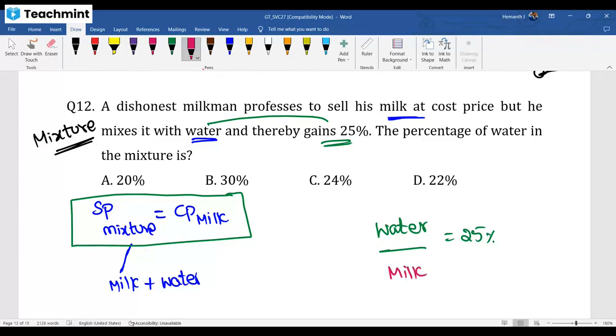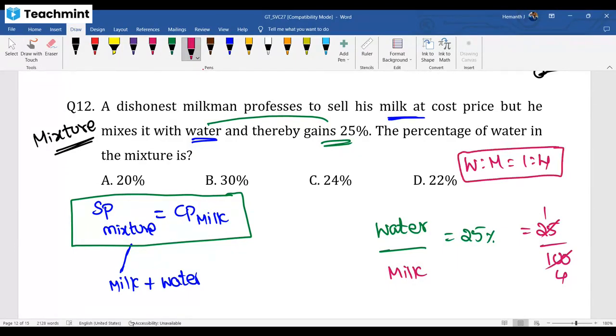25% means 25 by 100, 1 by 4. So water to milk is 1:4. They may ask you sometimes like this, how water is mixed with the milk, means 1:4 ratio, or how milk is mixed with the water, 4:1 ratio. Now they're asking water percentage. As it is 1:4, I can say water is K, milk is 4K.